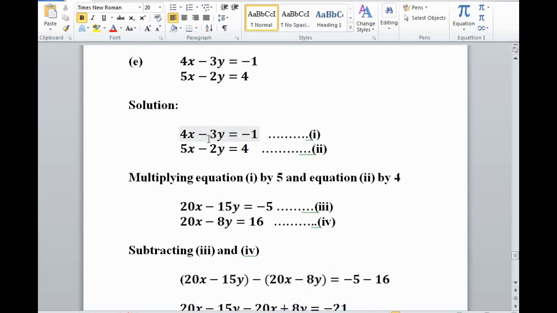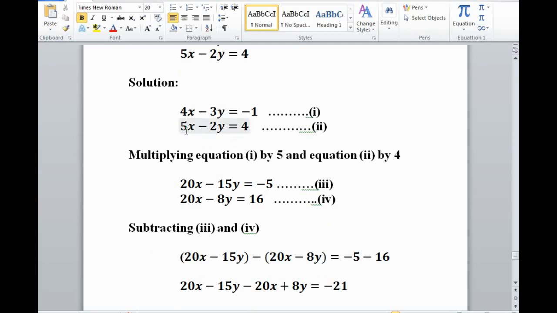But before this, let's name 4x minus 3y equals -1 as our first equation and 5x minus 2y equals 4 as our second equation. So I'm going to multiply equation 1 by 5 and equation 2 by 4 so that the absolute values of the coefficients of x in both the equations are the same. So let's multiply 4 times 5, 20x, and 3 times 5, 15y, and we'll also multiply the right hand side of equation 1 by 5. So -1 multiplied by 5 is -5.